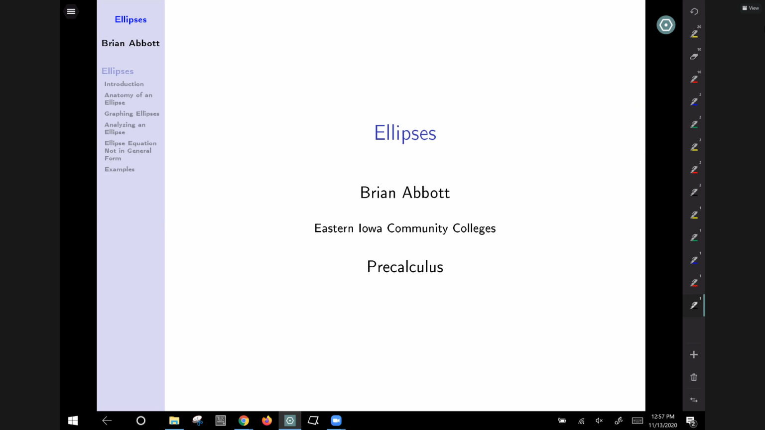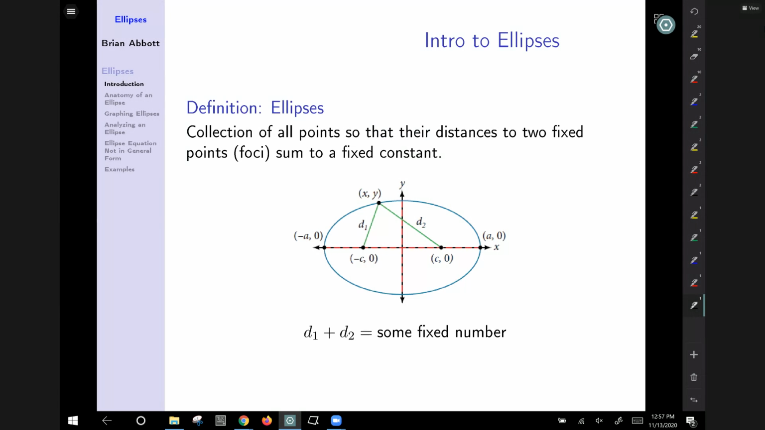Okay, let's start our talk about ellipses. As you can kind of see off to the left, it's going to be broken into an introduction, the anatomy of an ellipse, some examples of graphing and analyzing it, things we can tell about ellipses, and then what to do if you don't have an ellipse given to you in the general form, and then just lots of examples here.